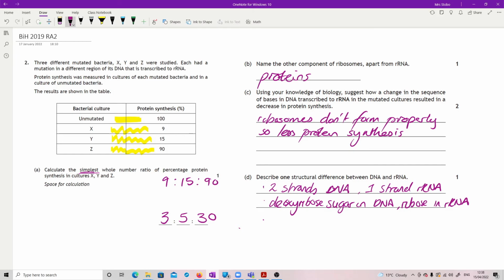So we're going thymine in DNA, uracil in rRNA. That's it. That's the question.